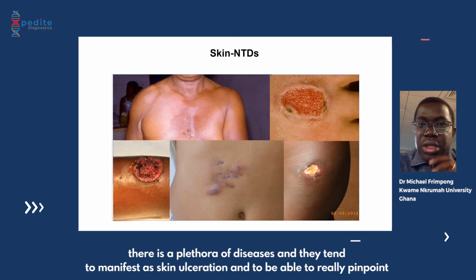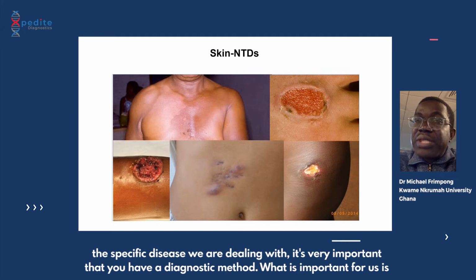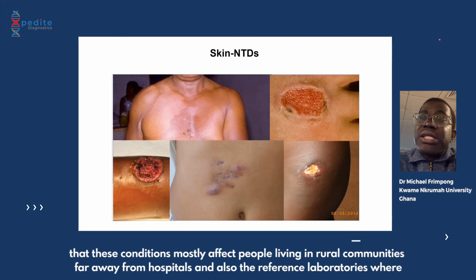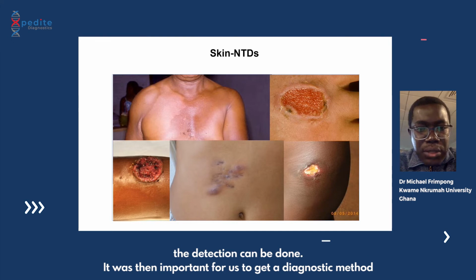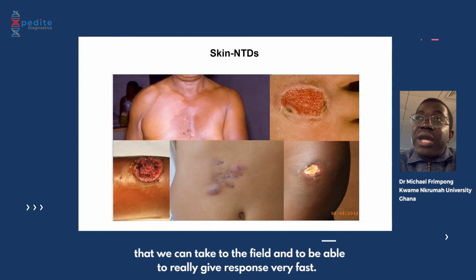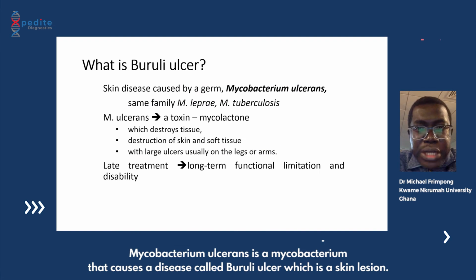And to be able to really pinpoint the specific disease we are dealing with, it's very important that you have a diagnostic method. And what is important for us is that these conditions mostly affect people living in rural communities far away from hospitals and also the reference laboratories where the detection can be done. And so it was then important for us to get a diagnostic method that we can take to the field, specifically with Mycobacterium ulcerans.